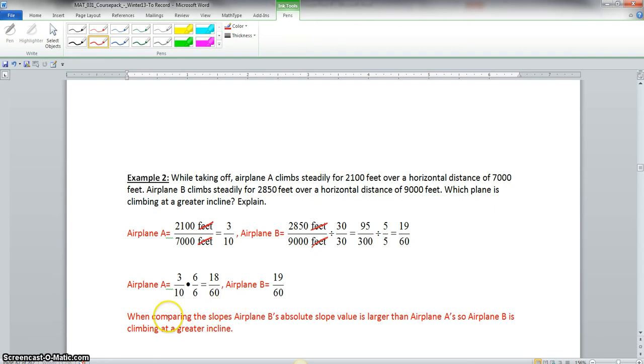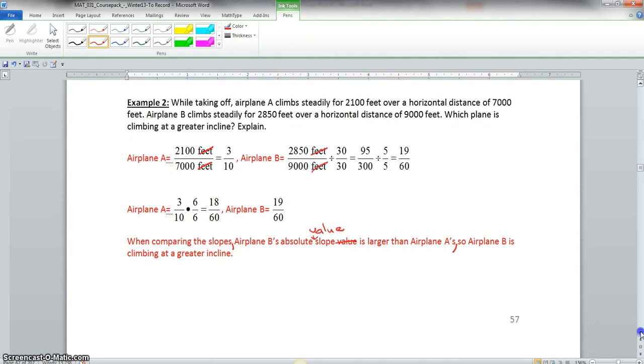So our answer is this here. When comparing the slopes, airplane B's absolute value slope is larger than airplane A's. So airplane B is climbing at a greater incline. So again, when comparing the slope, airplane B's absolute value slope is larger than airplane A's. So airplane B is climbing at a greater incline.